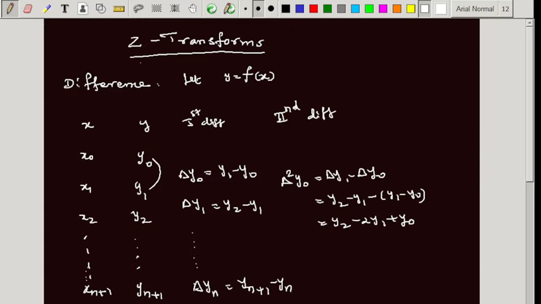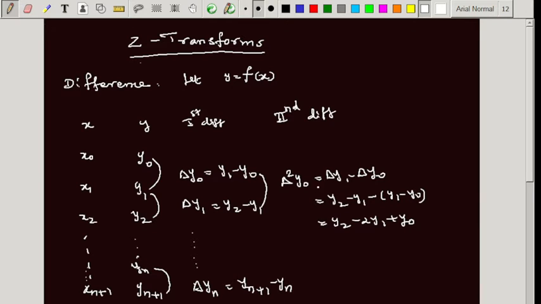minus y0. Similarly, delta y1 we can write as y2 minus y1. Then delta yn we can write as yn plus 1 minus yn. And to find the second difference, we find the difference between these two values, that is delta y1 minus delta y0, which is nothing but delta square y0.